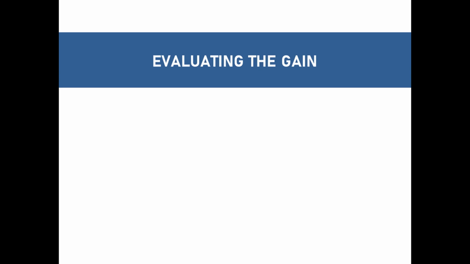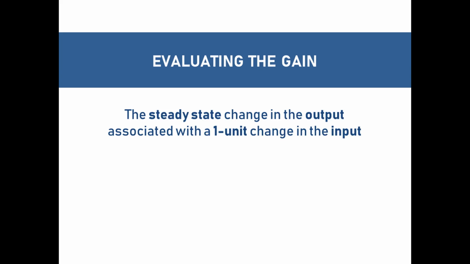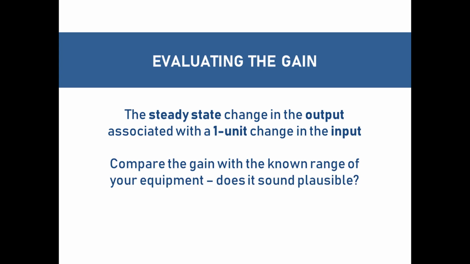Another clue as to whether or not your model fits well is the gain value in the Conjecture results window. As we discussed in previous videos, the gain is the steady-state change in the output that is associated with a 1-unit change in the input. Using this interpretation, we can compare the gain value we get with the known range of our equipment in the system and make an assessment of whether it sounds plausible. Note that if you've already determined that your model fit is poor, you should not rely on the gain.